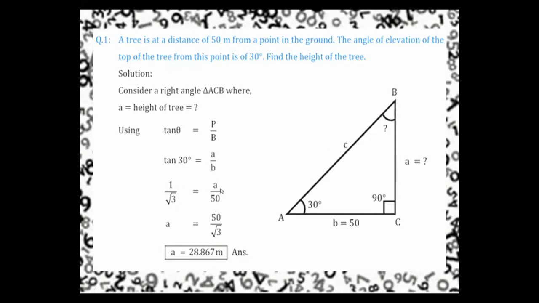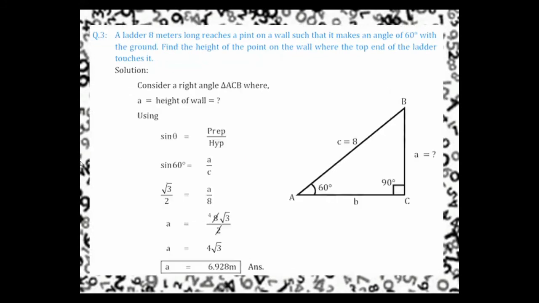So after simplification, we get A is equal to 50 upon root 3. And when you divide 50 by root 3, you will get 28.867 meters. So this is the answer of this problem. Now move towards the next problem.